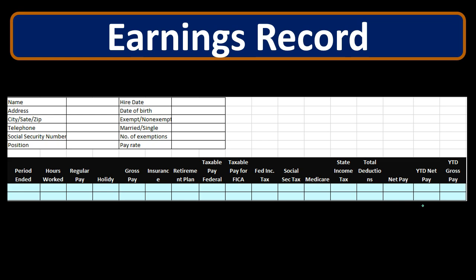One, how much they earned this time, what's their hourly rate, how much did they earn gross, what did we take out for all the deductions, what is their net pay for this particular paycheck, and then what is their net pay for the entire year to date up to this point in time, and what's their gross pay up to this date, up to this year and point in time.